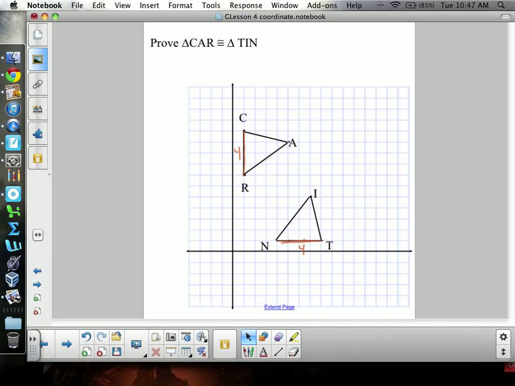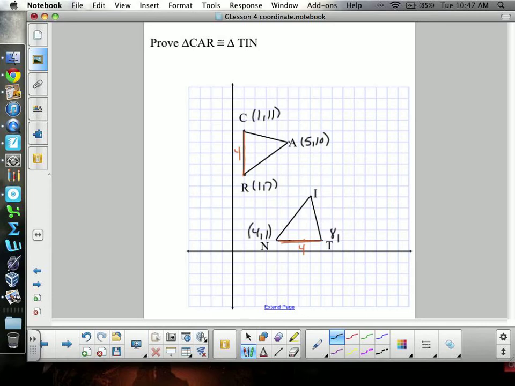So for vertical and horizontal segments, we do not use distance formula. For other segments, we must use distance formula. And that means finding the coordinates of the points. R is at 1, 7. This is 1, 11. This is 5, 10. N is at 4, 1. This is at 8, 1. And this is at 7, 5.